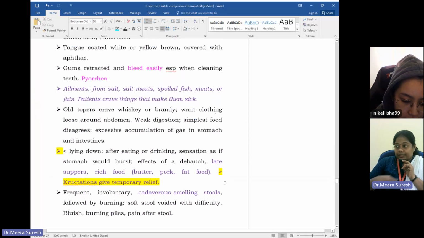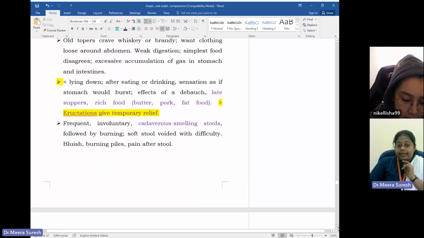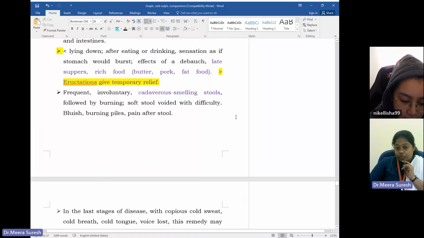And amelioration is from eructations. That gives a temporary relief. We have discussed this when I was saying urea flatulence. Then they have very offensive stool. We call it the cadaverous smelling stool. Cadaver, from anatomy, that much offensive smell will be there, which is followed by burning. Even the soft stool will be voided with difficulty.